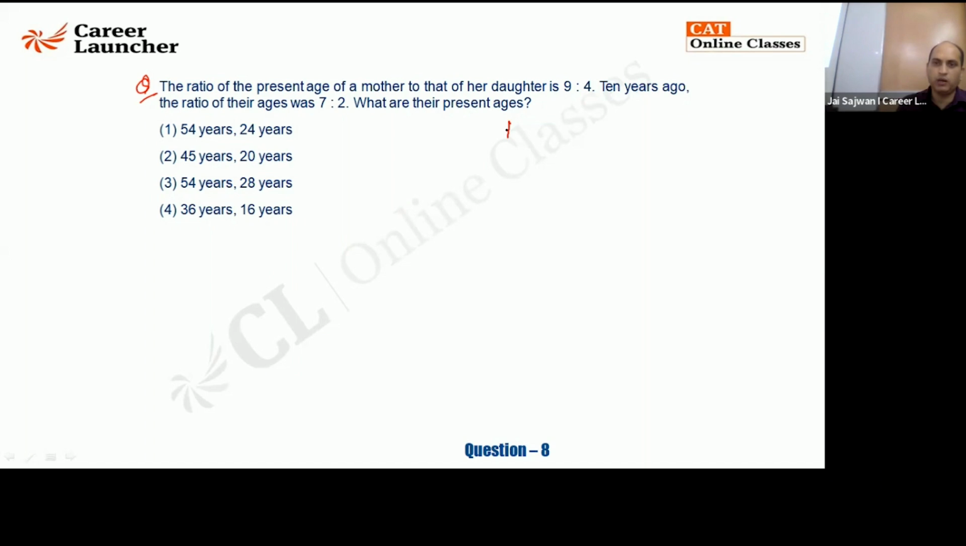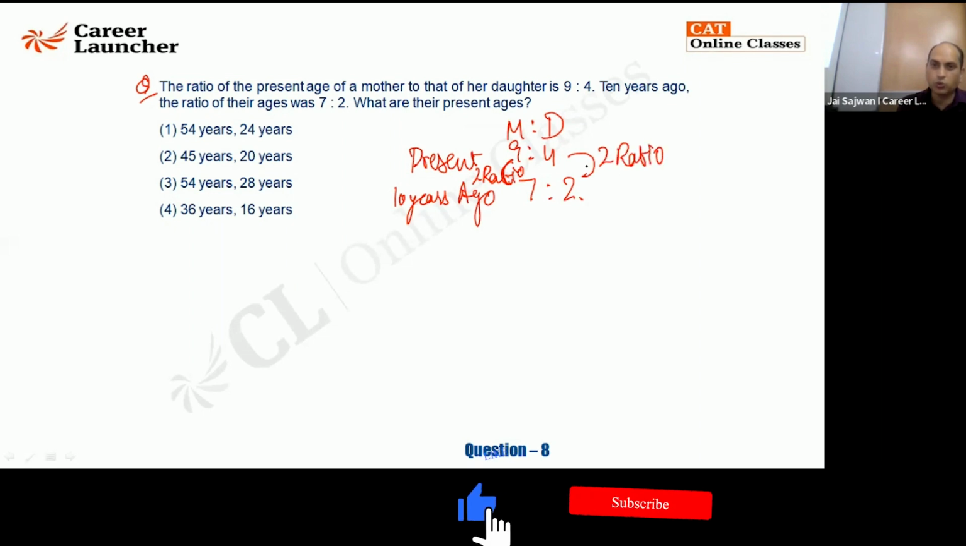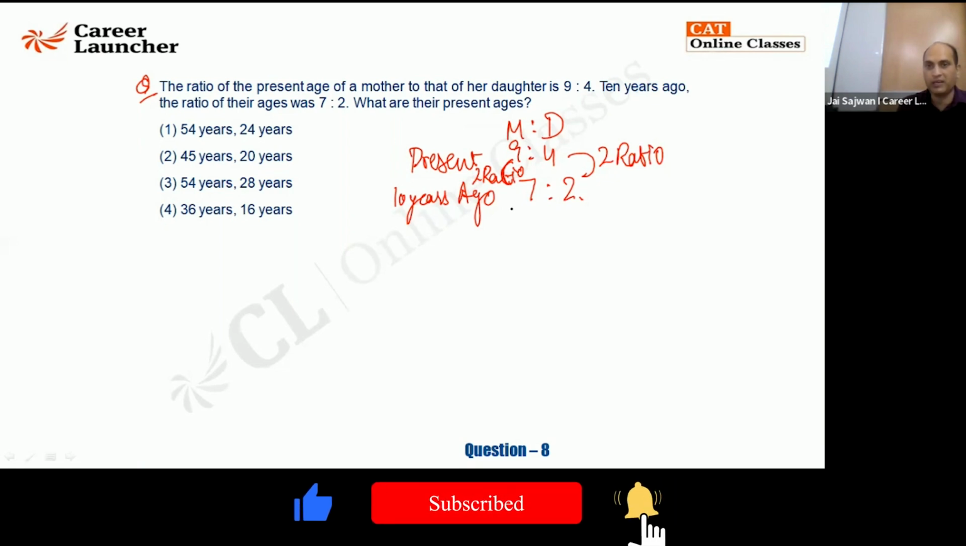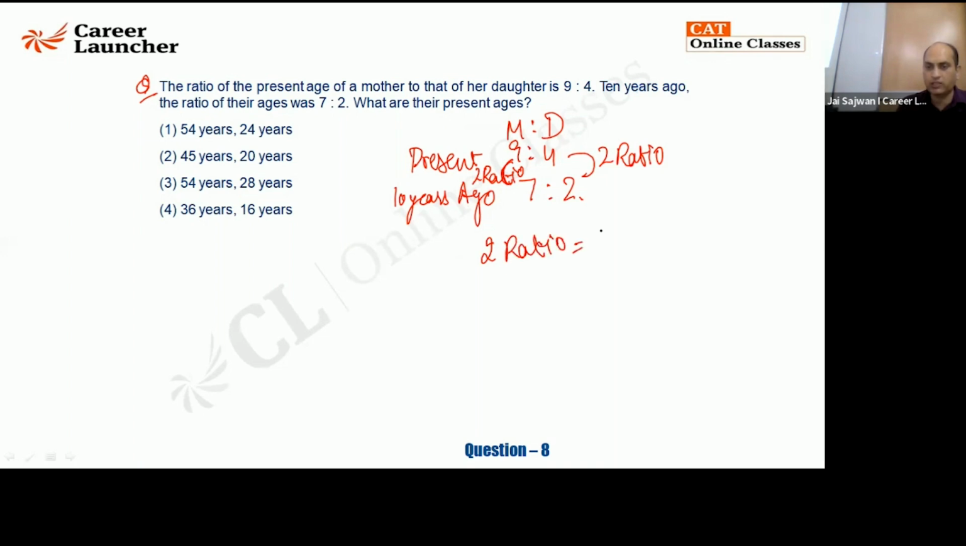The present age of mother to daughter is 9:4. And this is the present age. 10 years ago, the ratio of their ages was 7:2. What is the gap between 9 and 7? Can I say it is 2 ratio? And here also the ratio is 2. And I know both of these 2s are coming out to be the same, which is 10 years. So I'll say, if I talk about 2 ratio in terms of ratio, it is ratio, but in years, it is 10 years.